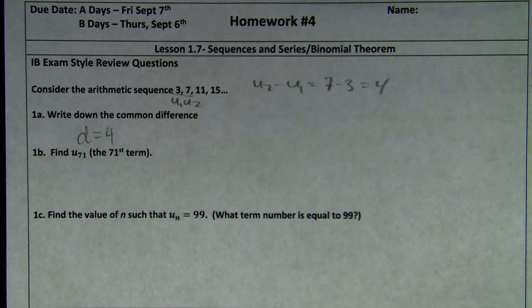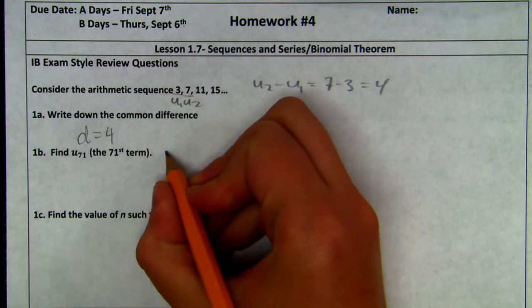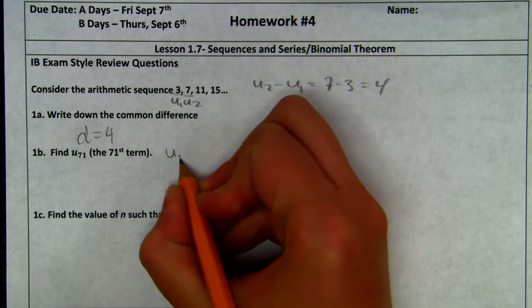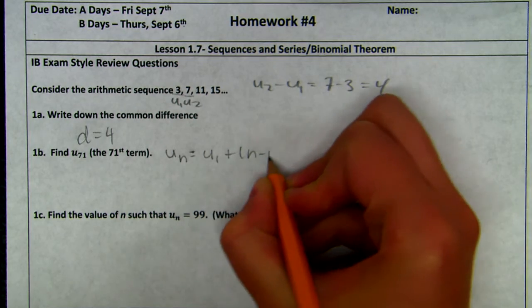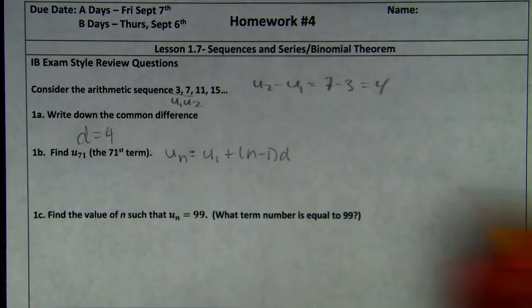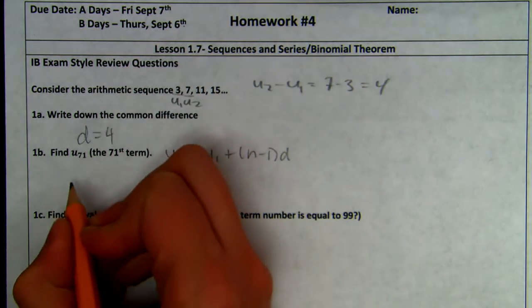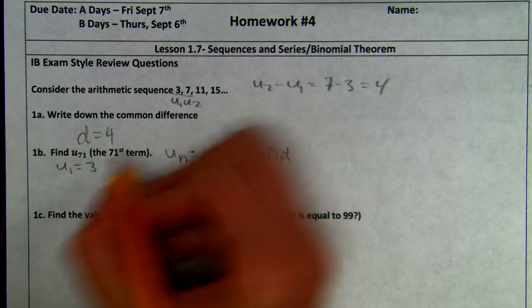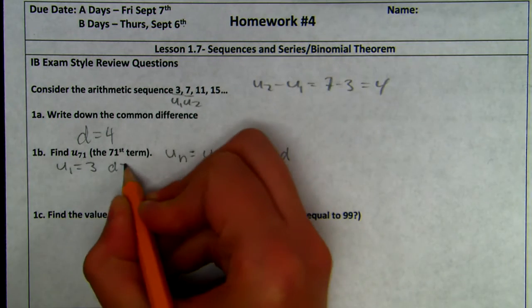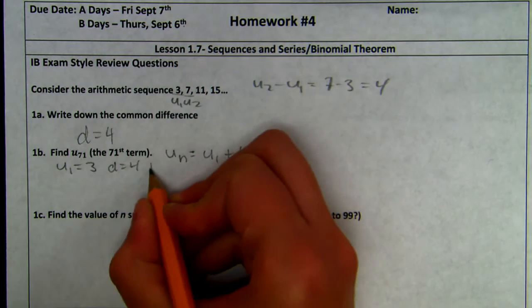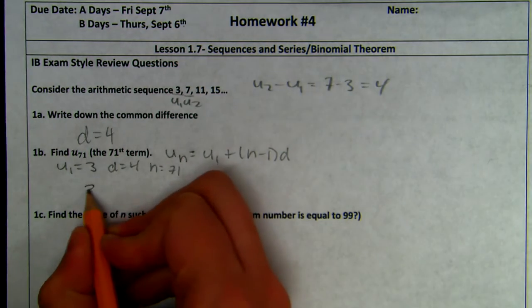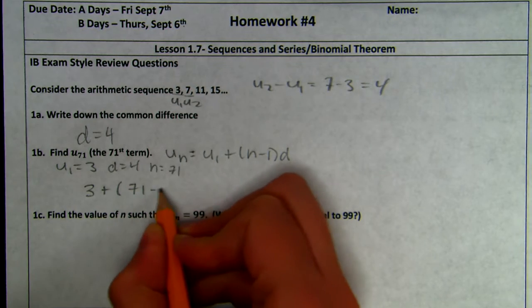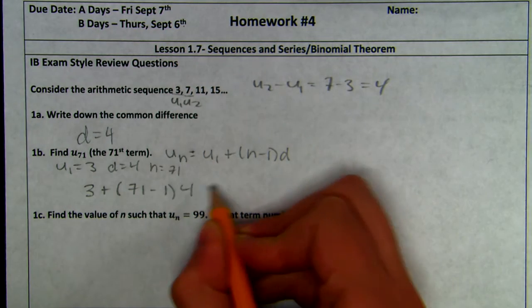Next, it asks us to find the 71st term. So first, I'm going to write our formula for an arithmetic sequence. So un equals u1 plus n minus 1 times d. We know that our first term is 3 because that's given in our sequence. We know our common difference is 4. We know that we're looking for the 71st term. You guys know the drill at this point. So we have 3 plus 71 minus 1 times 4.